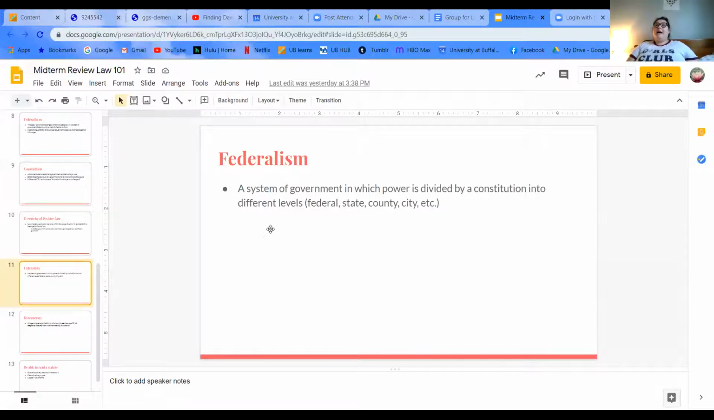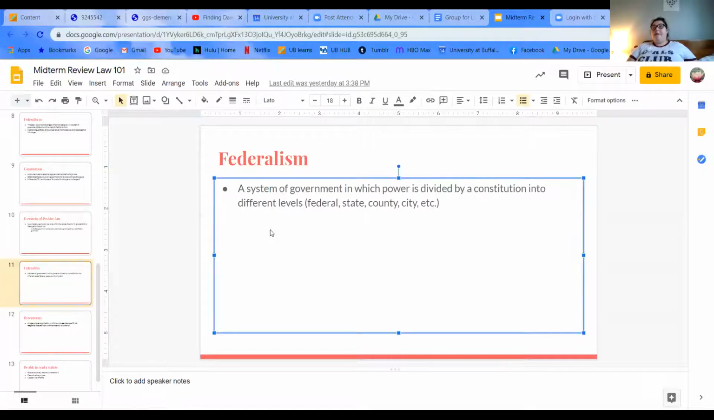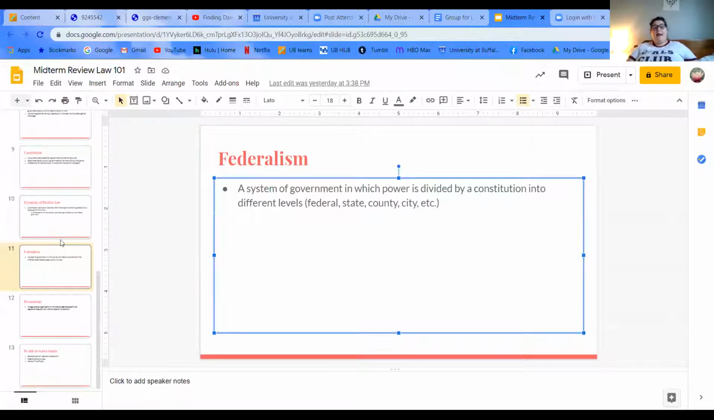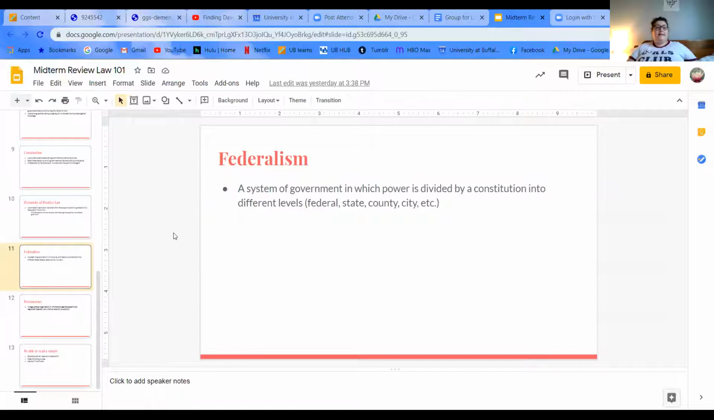Some of the benefits of federalism we discussed is that it's more efficient because the federal government isn't, for example, talking about what traffic laws will be like in the town of Amherst, which would probably be a waste of their time, and nothing would ever get done, even more than it does now.